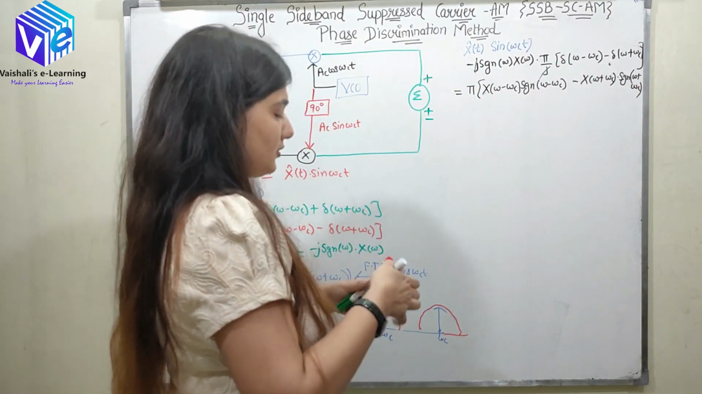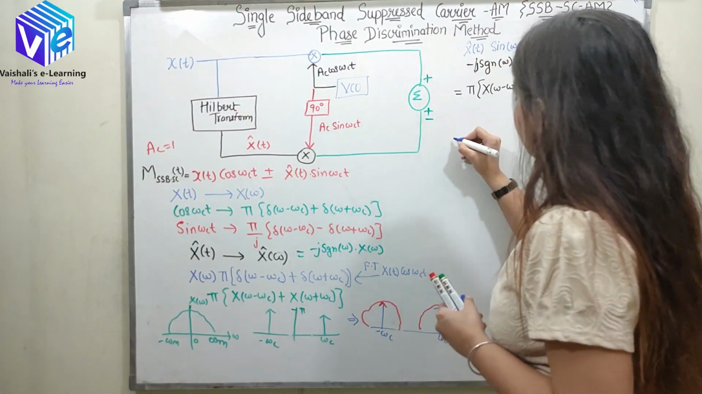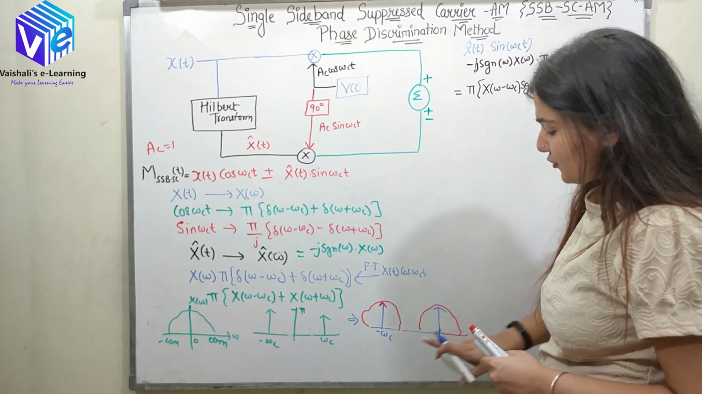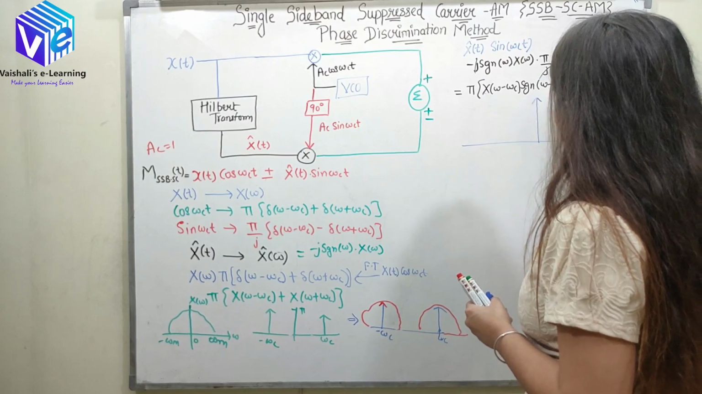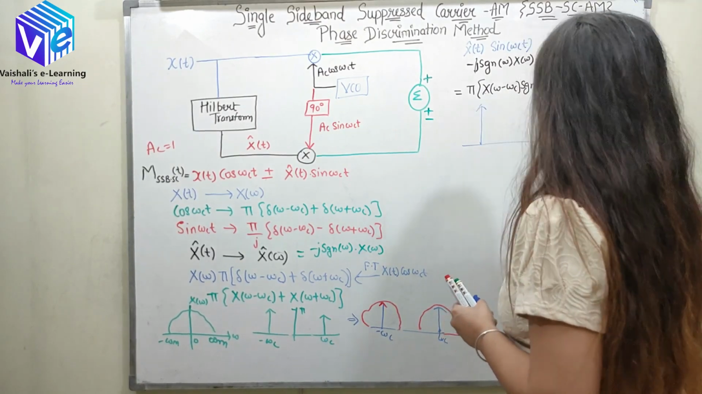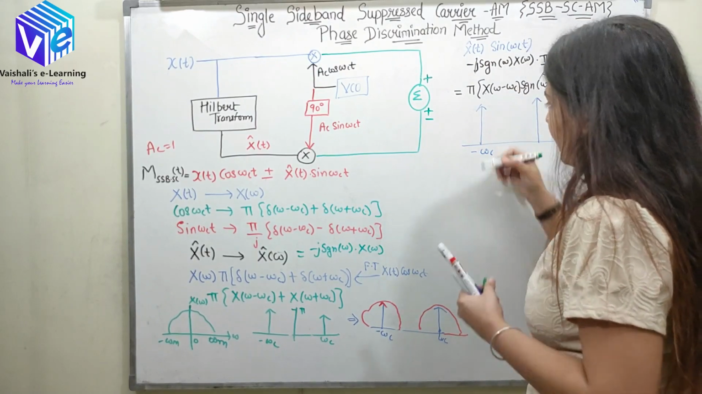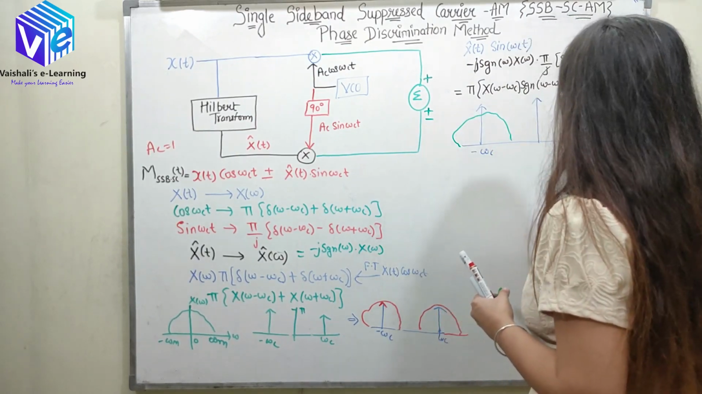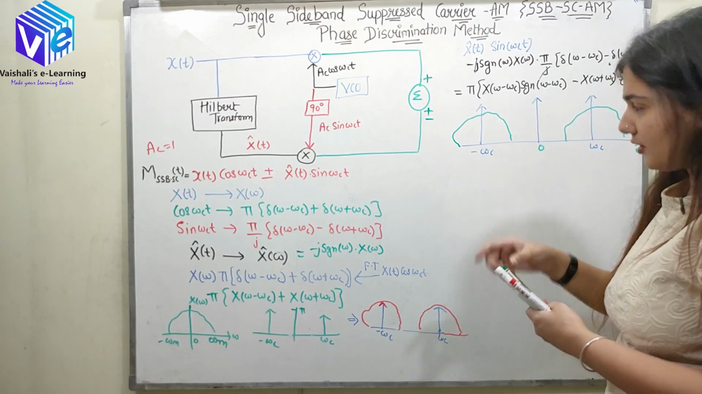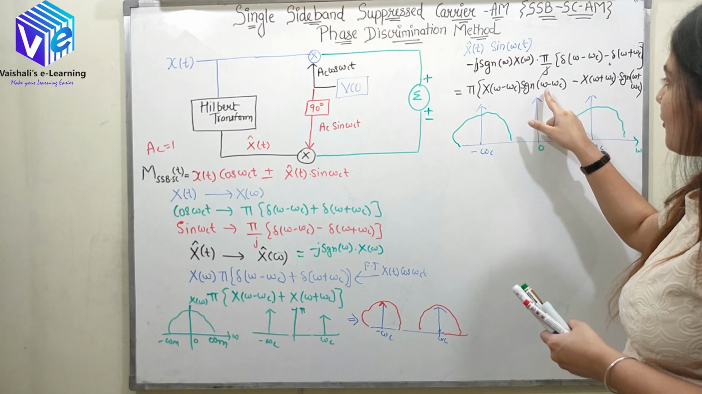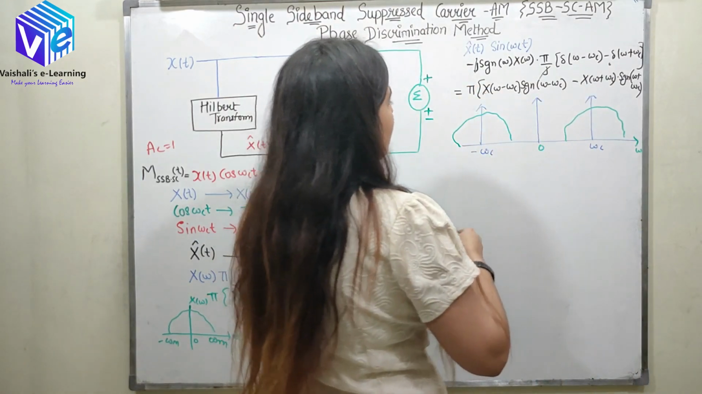So now what does it represent? I have the signal at minus omega c and omega c, so I'll draw the same signal. This is omega c, this is minus omega c. So here I have the signal. Now it is multiplied with signum of omega minus omega c. So here I had a minus term as well.